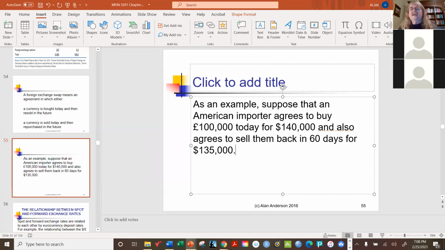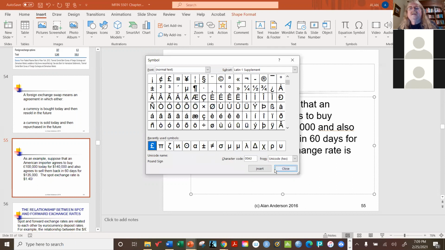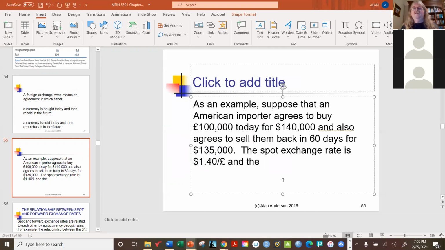Okay, so what this means then is that we're not only agreeing to buy the pounds now, but we're selling them back in 60 days because we don't need them. We only need them for 60 days for whatever reason. So this means you've got both a spot and a forward exchange rate in the same contract. Okay, the spot exchange rate is $1.40 per pound. And at the same time, the 60-day forward exchange rate is obviously $1.35 per pound.